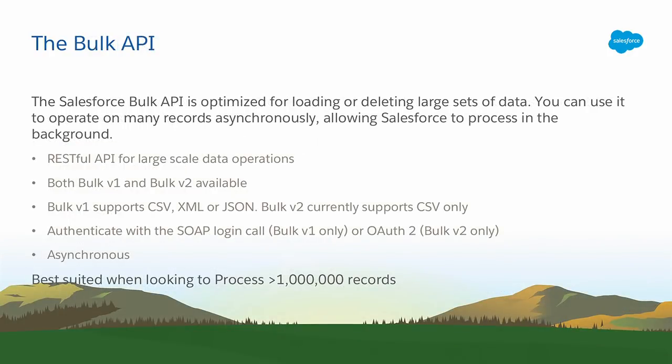And lastly, let's talk about the bulk API. Now, the bulk API is used for large-scale data operations. The REST and the SOAP APIs that we talked about previously, you really use those for real-time interactions on small volumes of data, less than 200 objects. The bulk API is when you're looking to do thousands or millions of operations. We have two versions of the bulk API available, version 1 and version 2, and we'll take a look at the differences between those in a minute. And we support CSV, XML, and JSON formats.